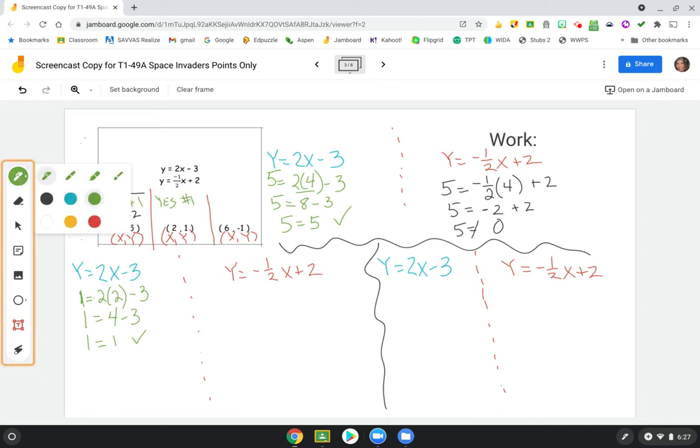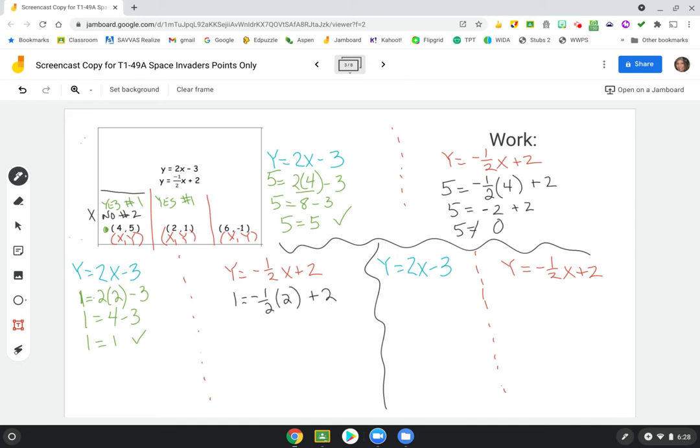Well, we had that last time, but it wasn't on the second line. So we have to plug the point 2, 1 into the second equation. I know that y is 1. I have negative 1 half times x, which is 2, plus 2. 1 half of 2 is 1, and a negative times a positive is a negative. So I have negative 1 plus 2 on the right, and negative 1 plus 2 is 1. So 1 equals 1. So yes, the point 2, 1 is also on line 2.